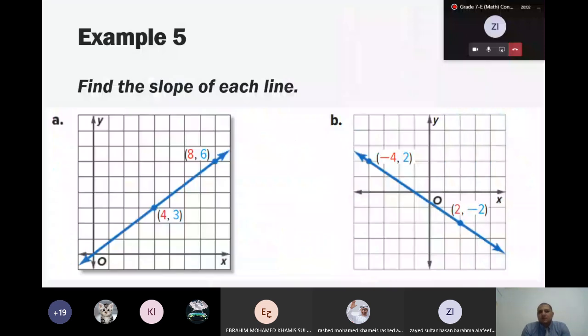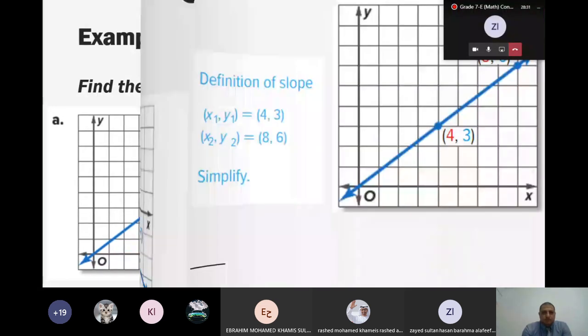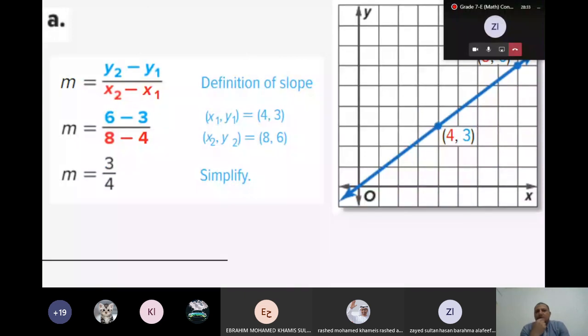Example 5. Find the slope of each line. We can see that the line in graph A contains two fixed points, 4, 3 and 8, 6. So we will just subtract the y values and divide it by the difference in the x values to find the slope. So we'll say 6 minus 3 over 8 minus 4, and that's it. Or y2 minus y1 over x2 minus x1.